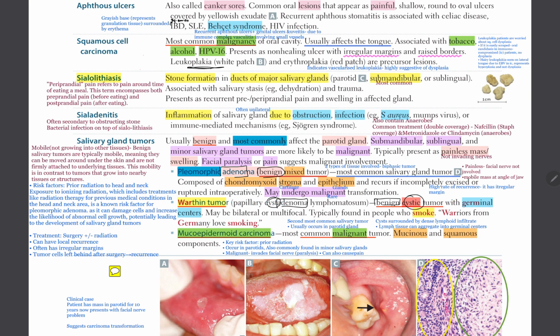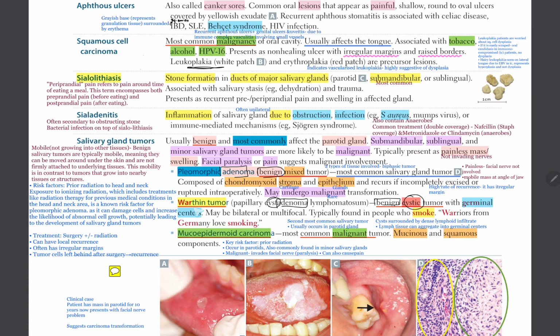So this has a high rate of recurrence, as it has an irregular margin. Since it has an irregular margin, there is a possibility that it is not completely excised or removed, and it can also be ruptured intraoperatively. So there is a chance of recurrence. Next, it may undergo malignant transformation. It is not very common, it is a rare condition, but it may undergo malignant transformation.